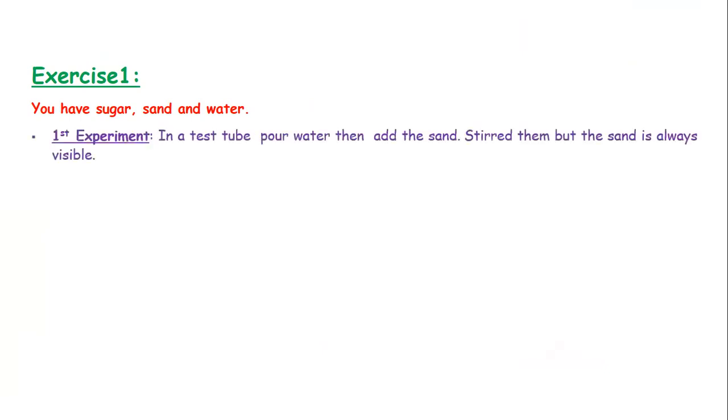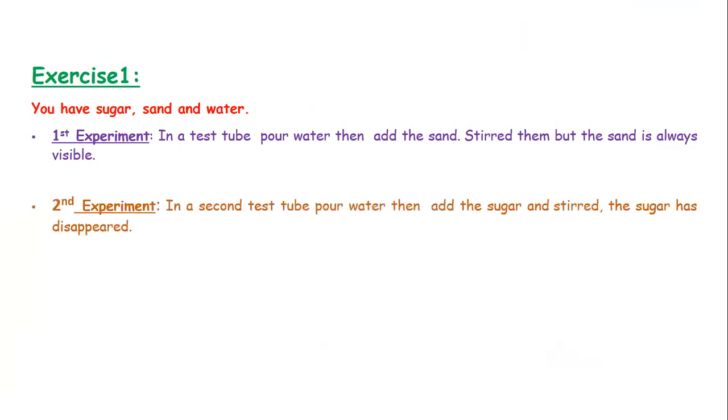First experiment. In a test tube, pour water, then add the sand. Stir them, but the sand is always visible. This is the first experiment. Second experiment. In a second test tube, pour water, then add the sugar and stir. The sugar has disappeared. Look at the difference between the two conditions of the experiments.